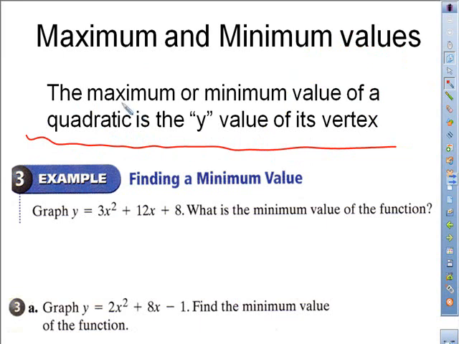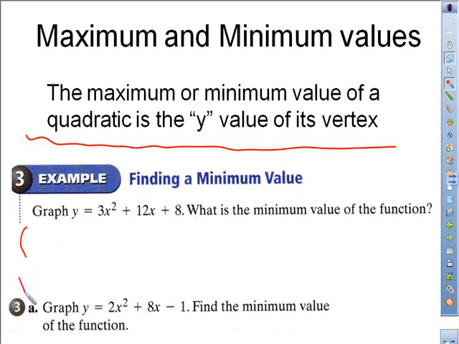Now remember, you can only have a maximum or a minimum. You can't have both. A parabola can't have a highest point and a lowest point; the vertex can't be both. That doesn't make sense. So right here, if you have a question like this where it says find the minimum or maximum value, in this case, it just asks us to find the minimum value. You have to know that the minimum value is the y value of the vertex. So we need to find the vertex. And if we have a quadratic in standard form, how do we find the vertex?